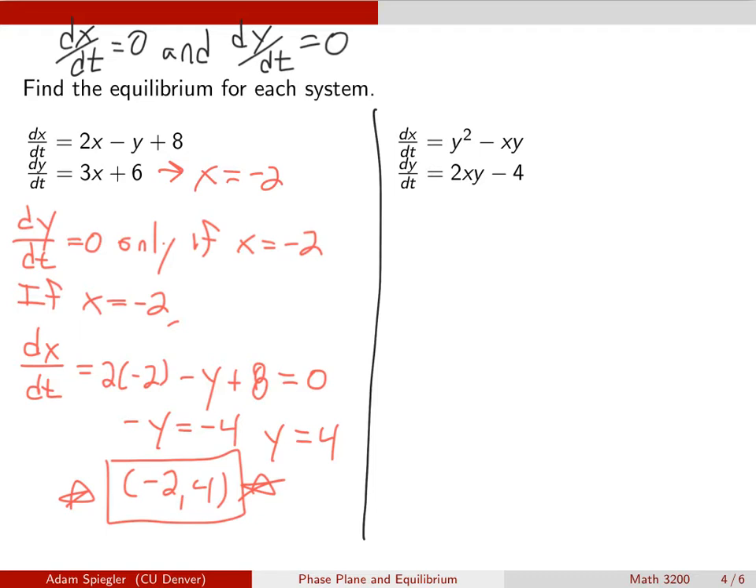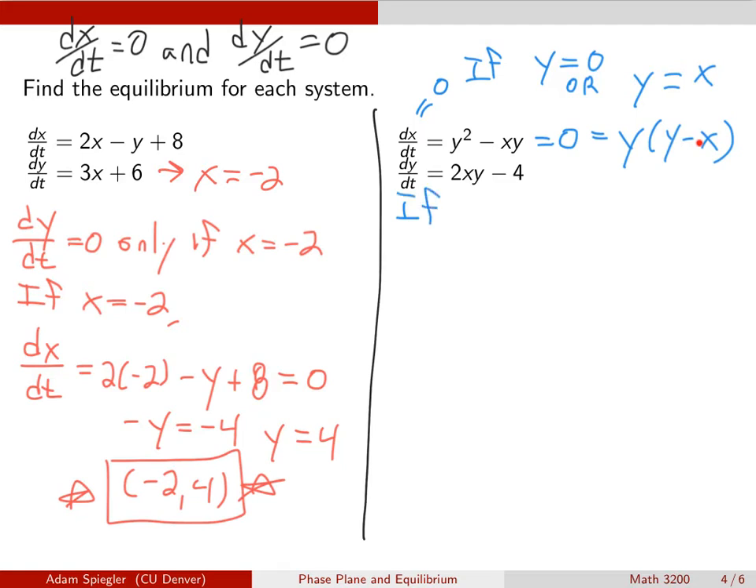And we'll see in some of these other examples, it's certainly possible to get a system that has more than one equilibrium. So let's take a look at the other system. For this one, if we start on top, we can take the equation for dx/dt and solve that by factoring out a y. From that, we can see that if y is equal to 0, that would make dx/dt 0. Or if we have y is equal to x, this other factor would be 0. So let's take a look at each of these conditions.